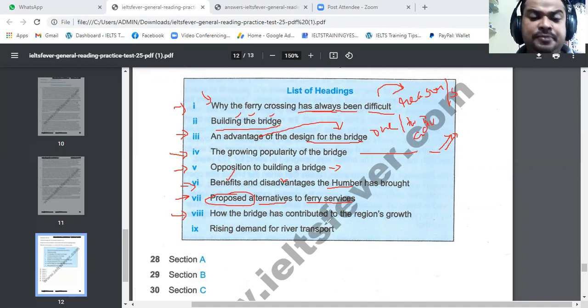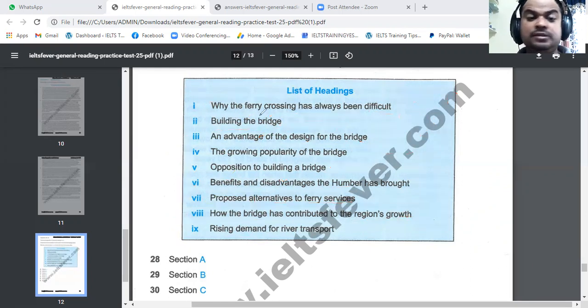How the bridge has contributed to the region's growth. So there is a bridge, and how this particular bridge has contributed to the region's growth. So in what way the bridge has brought development to the region? And the last question, rising demand for river transport. You can say that this is the river transport. So what is the rising demand for river transport? If I can say, this also can be answered.